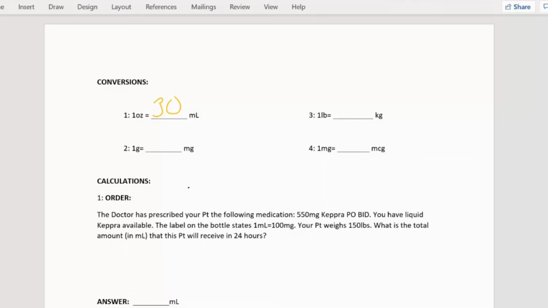Let's move on to number 2, and this is also important because medications come in grams and milligrams and even micrograms. So 1 gram equals 1,000 milligrams. Number 3 is also extremely important because a lot of medications are weight-based medications, and in the science field and in nursing, everything is dependent off of kilograms and not pounds. So you must convert pounds to kilograms, and 1 pound equals 2.2 kilograms.